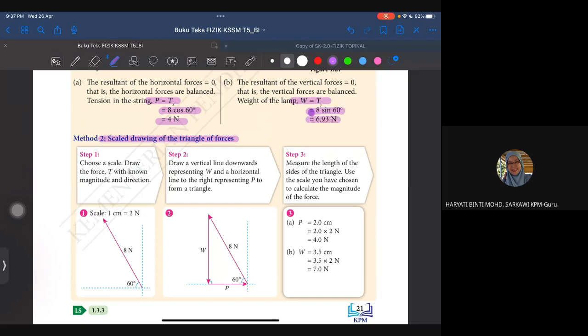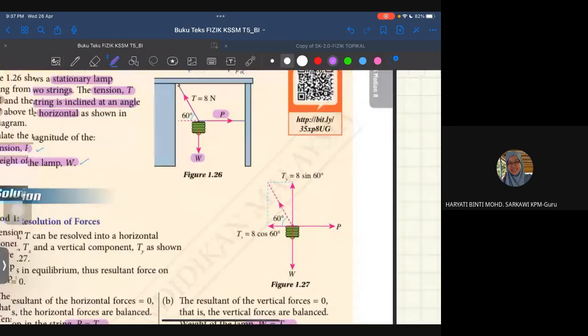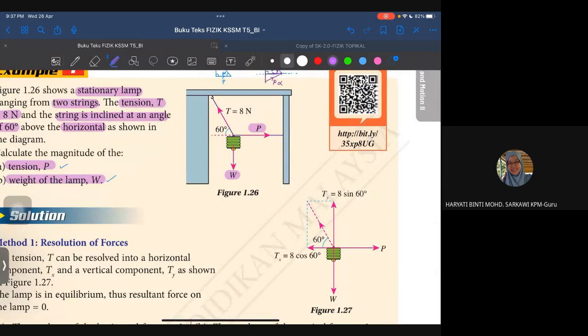Alright. So, in calculation, it will be more accurate compared to drawing. What if they give P and W and want us to find the angle? Can also, good question. So let's say they give you P and W and ask you to find the angle. Which angle? Is it the 60°?